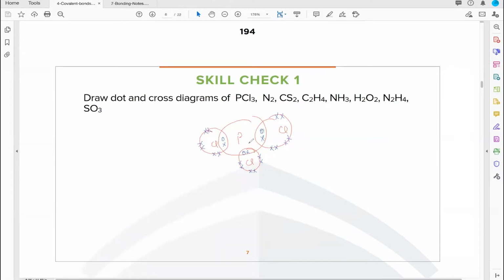Okay. Now phosphorus is in group 5. I can see that it has shared 3 electrons. It will have 2 left over, which I will draw as dots or circles to show that they are different things. This is PCl3.